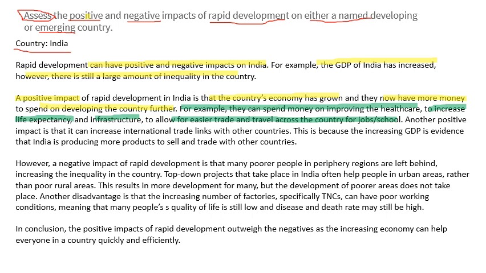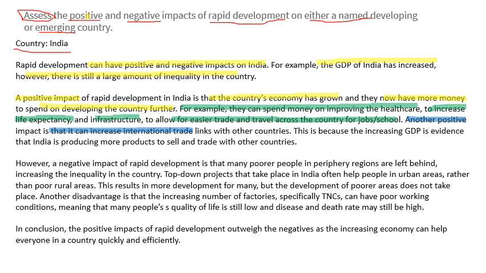They then go on to develop further. Another positive impact is it can increase international trade links. And it goes on to give a reason for that. Now, if we look at the next part, they do the same. So they've clearly separated the questions. They've got positive factors. They've got negative factors. They've linked it to rapid development. And they've also given some examples and explanations in there.